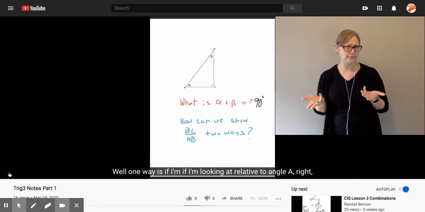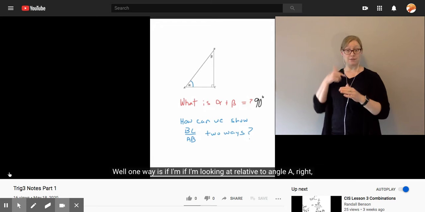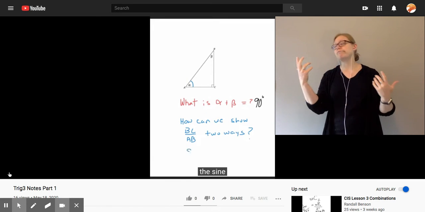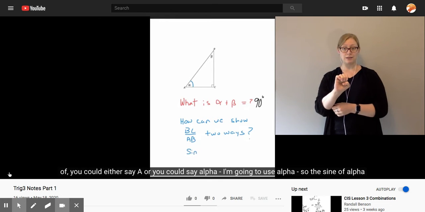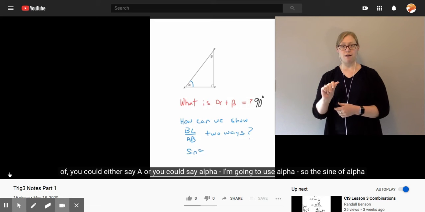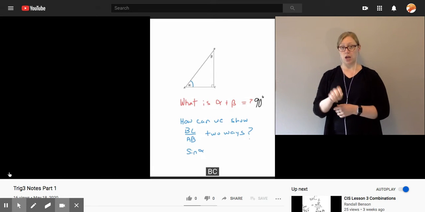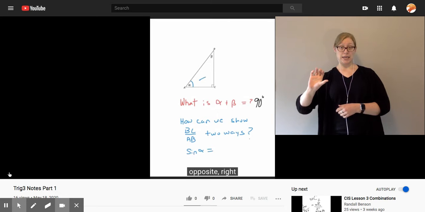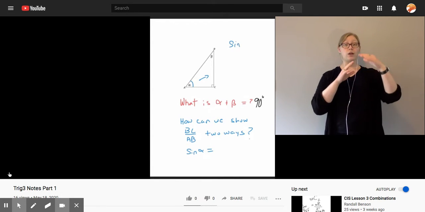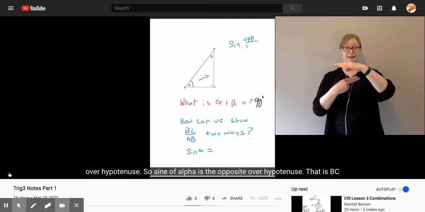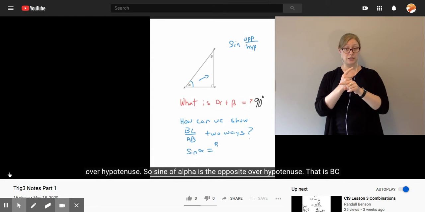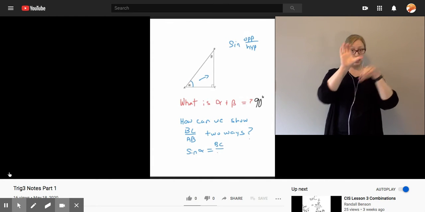Well, one way is if I'm looking at relative to angle A. So if I said the sine of, you could either say A or you could say alpha. I'm going to use alpha. So the sine of alpha is going to be BC, opposite, over hypotenuse. So remember, the sine is the ratio opposite over hypotenuse. So sine of alpha is the opposite over hypotenuse. That is BC over AB.